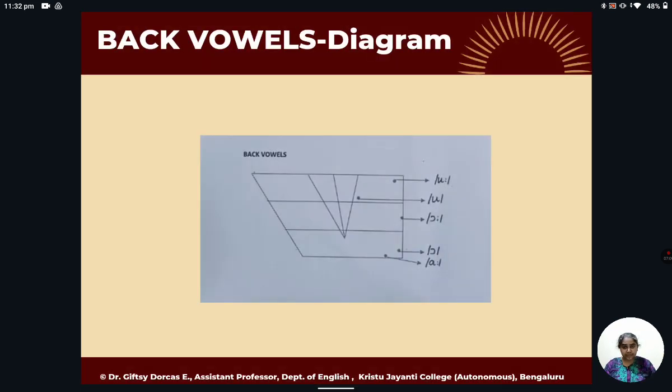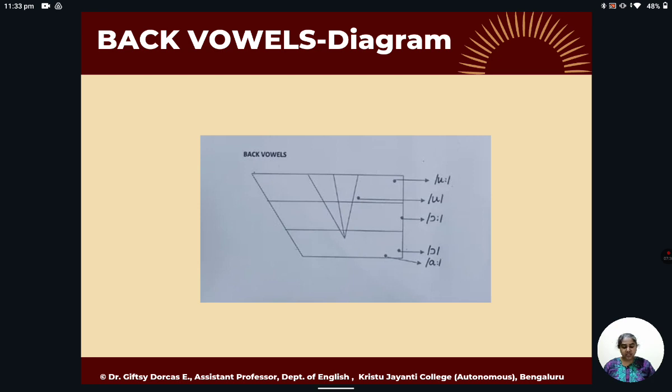Moving on, we're going to see the description of the back vowels. So back vowels, there are 5 back vowels. They are the long oo sound represented with U and a colon, the short oo sound represented with U, and then you have the long O sound, which is represented with an inverted C with a colon, and then the short O sound, which is represented with the inverted C, and then we have the R sound.